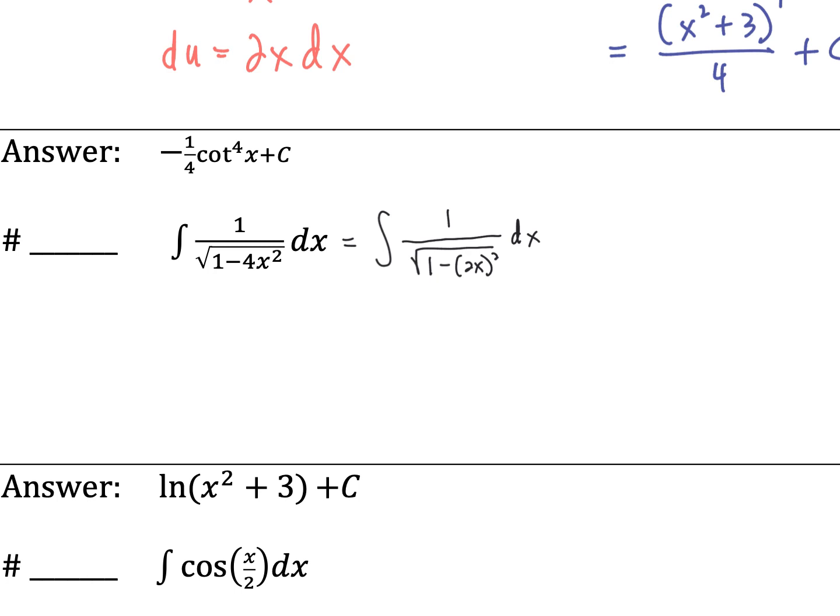Okay. So you should kind of notice that this looks like an inverse sine type derivative. And so if you think about it, if we make 2x u, this will be 1 over square root of 1 minus u squared, which is exactly the derivative of sine inverse. But when we take the derivative of 2x, that's 2, so we'll have a little constant that we'll have to make an adjustment for.